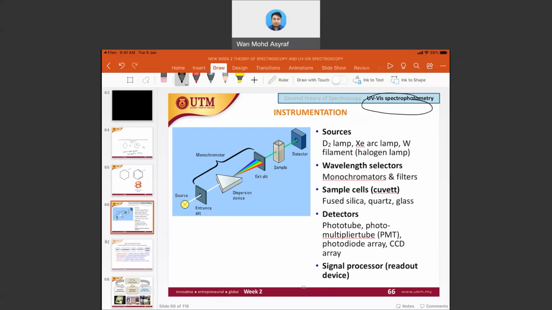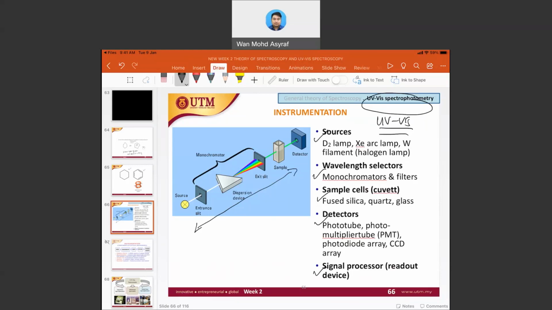In all of the instrumentation, I've shown you before the schematic diagram, isn't it? So this is an example of a schematic diagram for UV-Vis instrumentation. You would have sources first. The second one is a wavelength selector. The third one is a sample cell, or we can call it a cuvette. The fourth one is a detector, and the fifth one is a signal processor, which is a readout device. So we will be looking into each component inside a UV-Vis spectrometer.